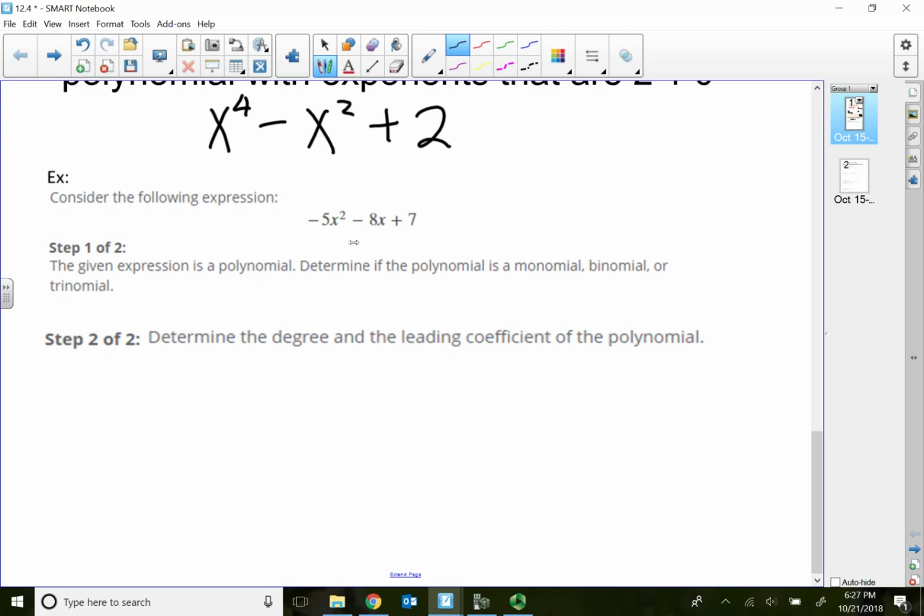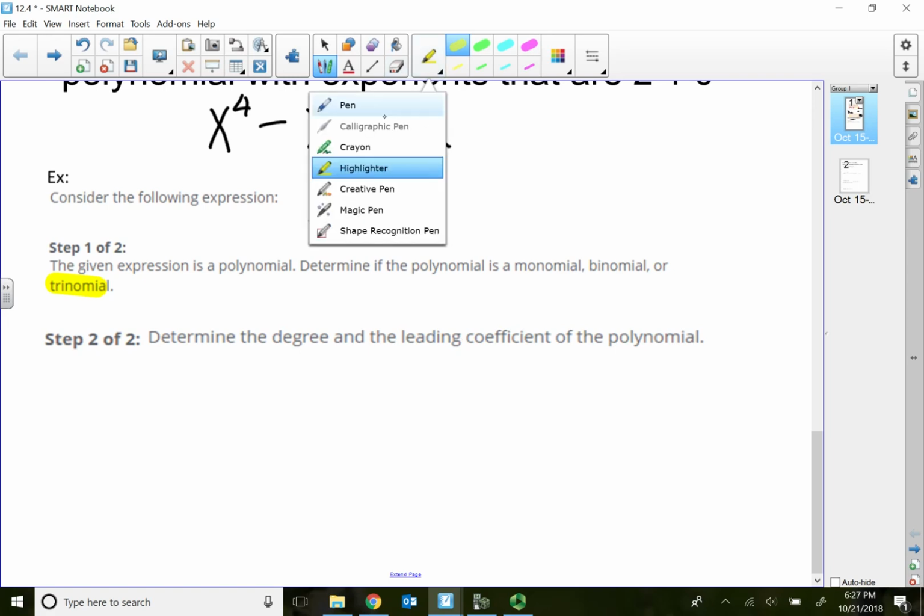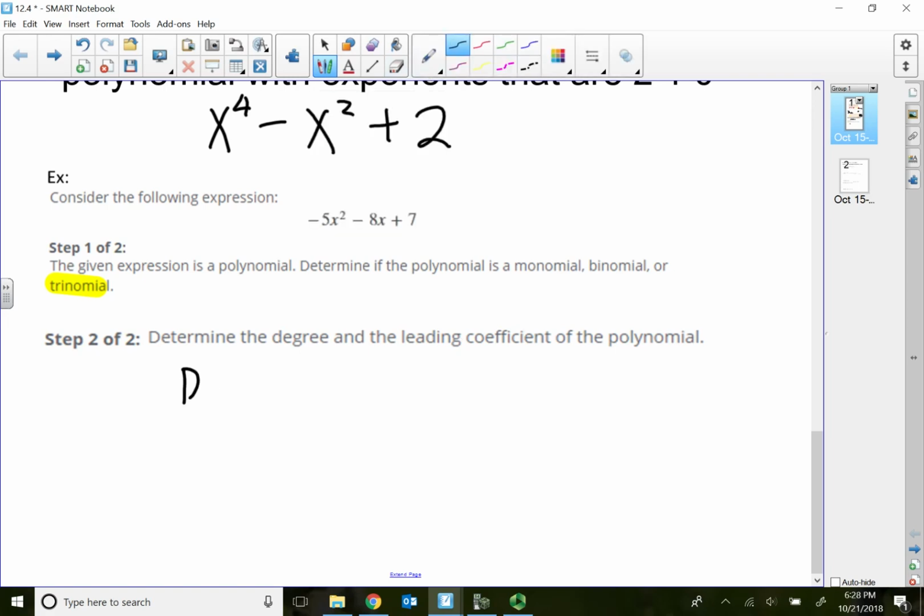All right, consider the following expression or polynomial. The given expression is a polynomial. Determine if the polynomial is monomial, binomial, or trinomial. Since you're looking at three terms, the textbook or Hawkes Learning wants you to say that's a trinomial. This is actually a true trinomial too, with 2, 1, 0 on the exponents. Determine the degree and the leading coefficient. The degree refers to the highest exponent of a polynomial, so the highest exponent has got to be 2.